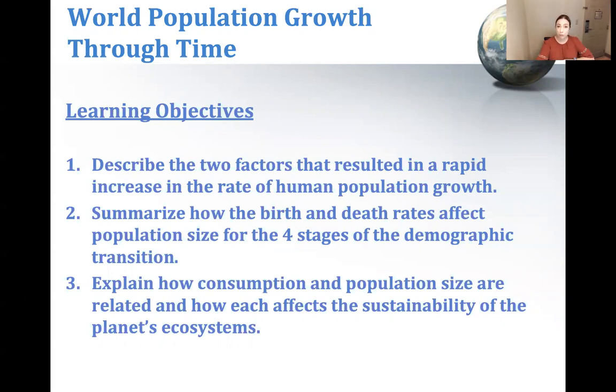So the first learning objective for this section is to identify the factors that led to rapid population growth for humans. So there are 3 factors, and I gave you a video so that you can identify what those factors are. Second, you need to summarize how birth and death rates affect population size as a country progresses through the demographic transition model. Finally, you need to be able to explain how consumption and population size affect the health of the planet's ecosystems.